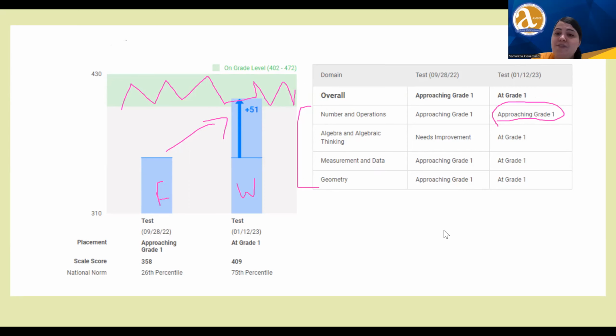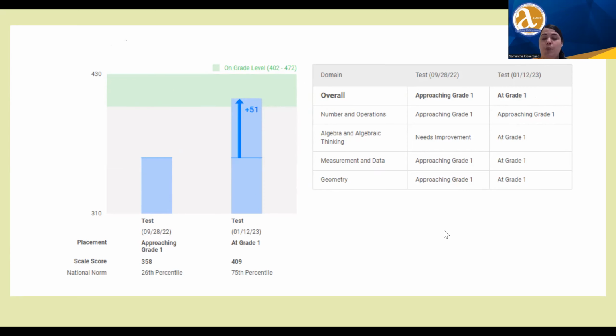So take a second to pause the video, take a look at these two different domains, identify one domain for reading and one domain for math that you can work on at home.